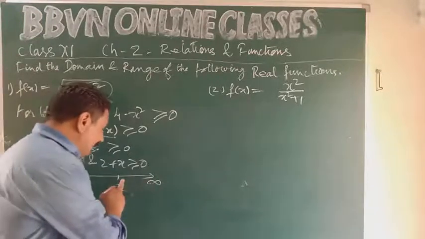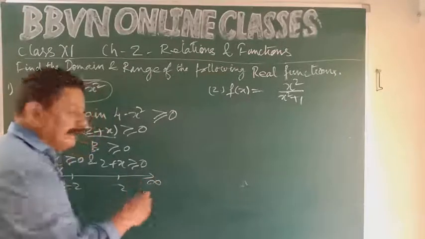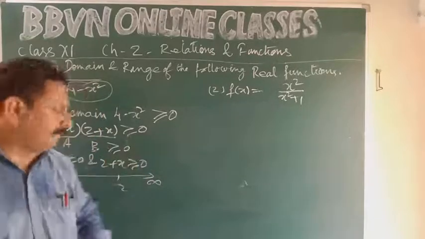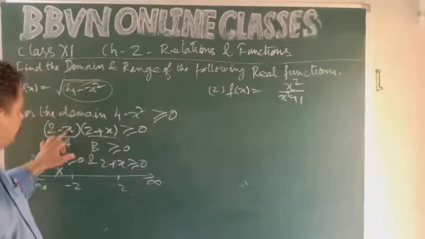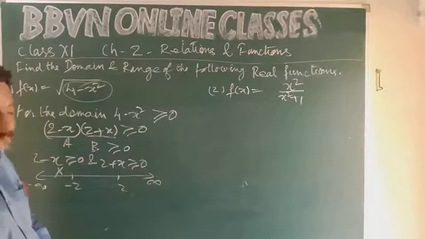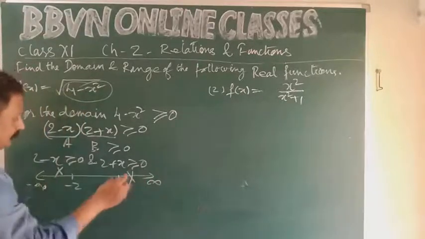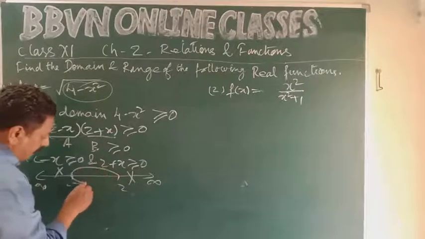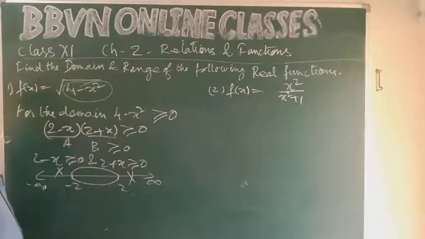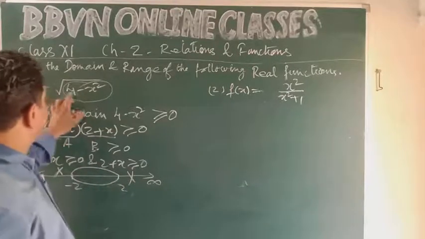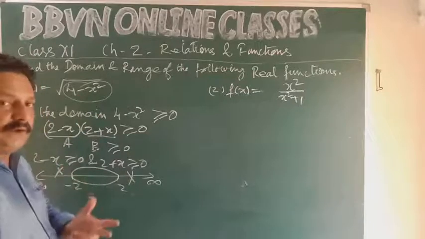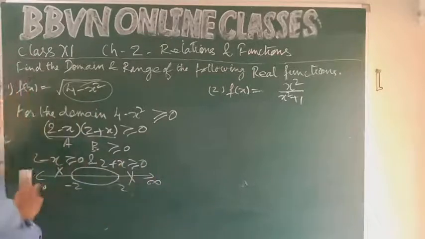If I consider any value of x that is more than 2, say for instance 3, this is positive, this is negative. Negative into positive is negative. This region is also not considered. So what is the domain? Minus 2 to plus 2. So the domain of f of x equal to under root 4 minus x square is what? Minus 2 to plus 2.